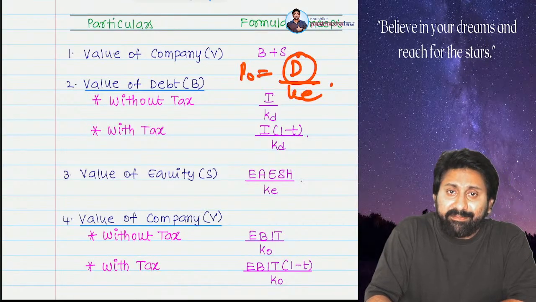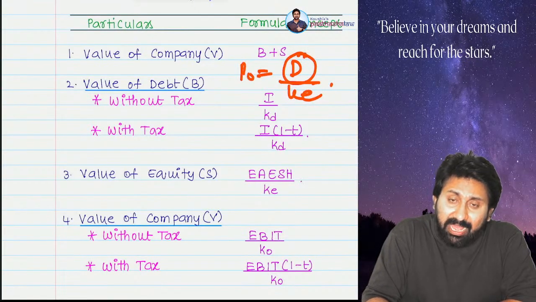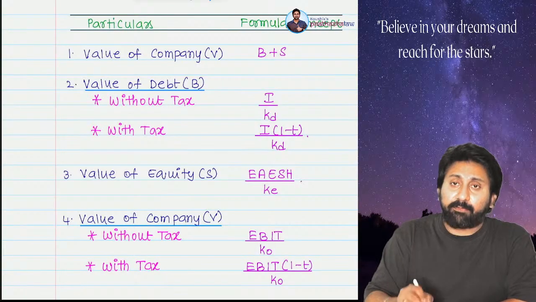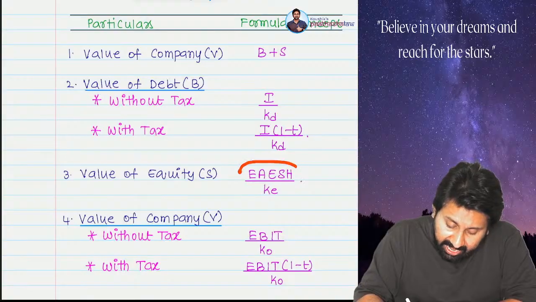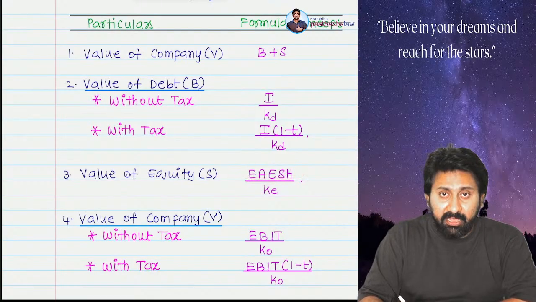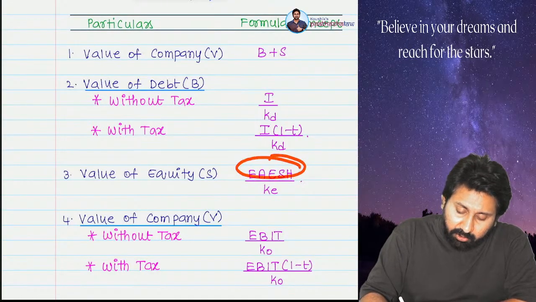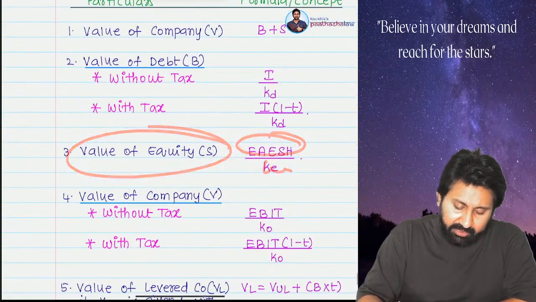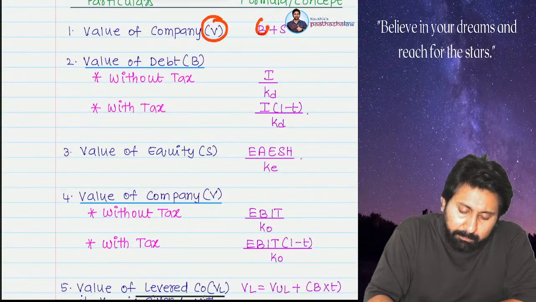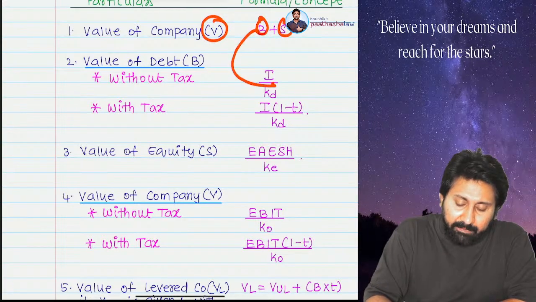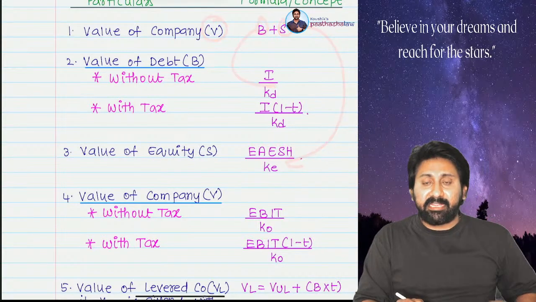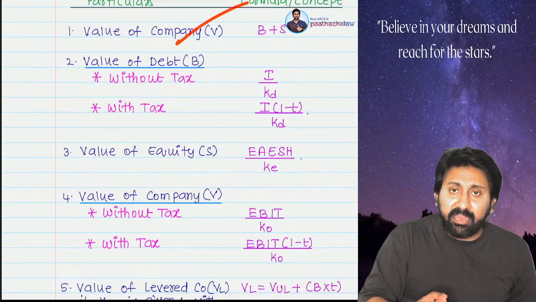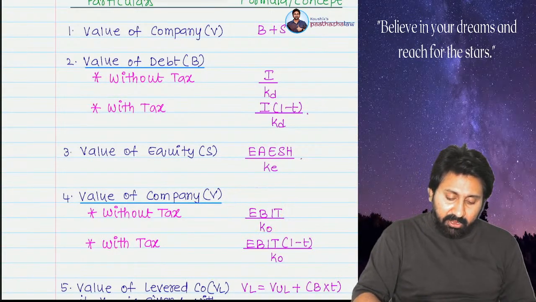D means dividend. Dividend will be paid out of earnings. Therefore, in this chapter, the assumption is the entire earnings will be paid as dividend. Therefore, earnings available to equity shareholders divided by KE will become the value of equity. So V equals B plus S. B is I by KD. S is EAESH divided by KE. This is another way of calculating value of the company.